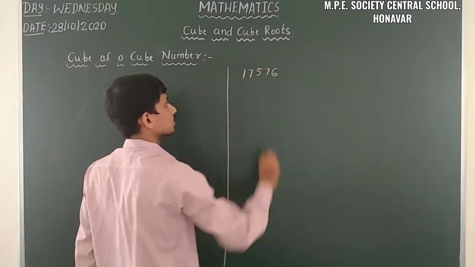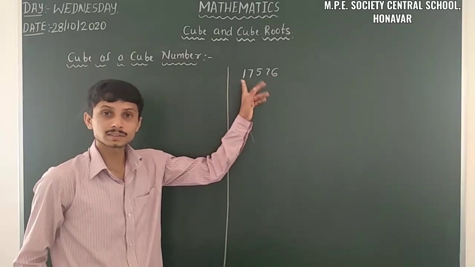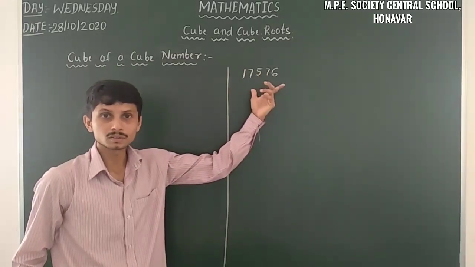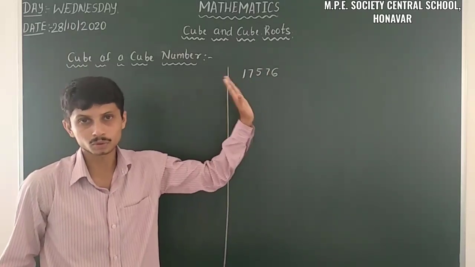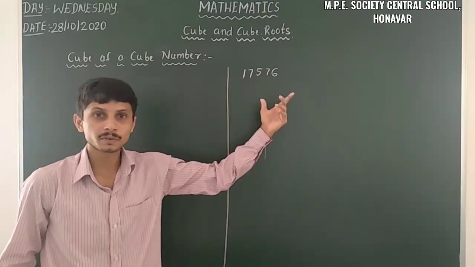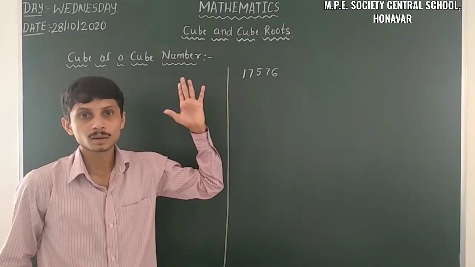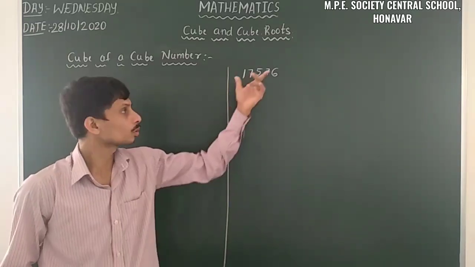That one is 17576. Yes. So here it's a huge number, it's a big number. So also it is a perfect cube. We know that it's a perfect cube only. So that's why we can easily find out the cube root of this number.